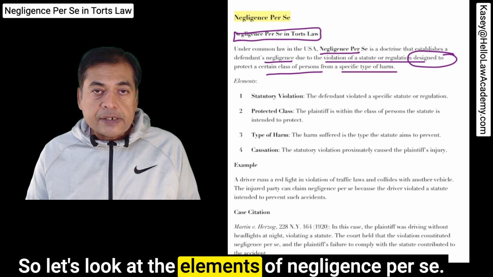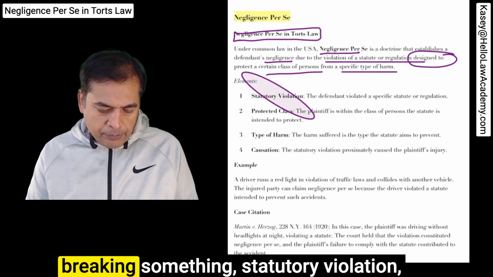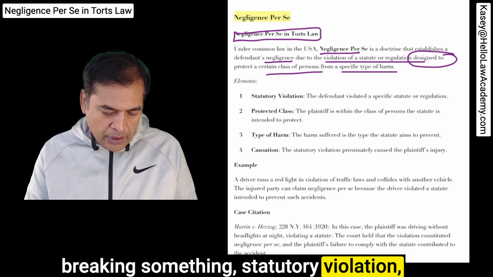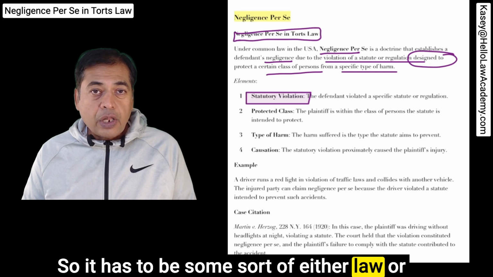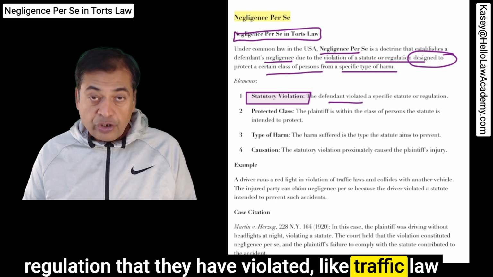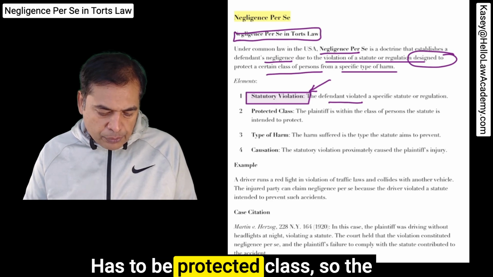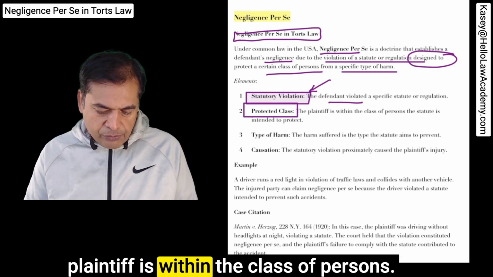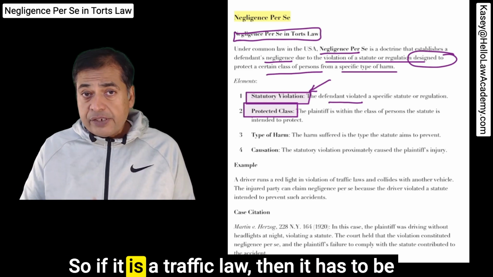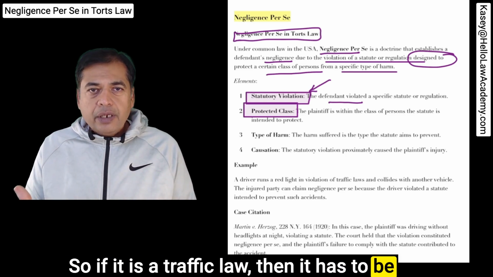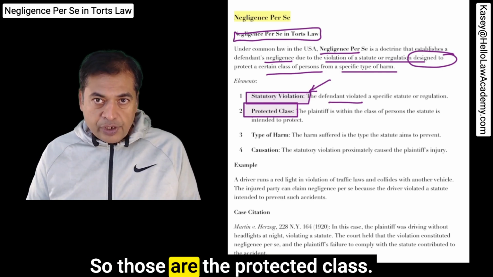So let's look at the elements of negligence per se. Statutory violations. Anytime you see somebody breaking something, a statutory violation, you can look at negligence per se. It has to be some sort of law or regulation that they have violated, like a traffic law, for example. Then negligence per se is at play. Second, it has to be a protected class. The plaintiff is within the class of persons the statute intended to protect. If it is a traffic law, then it has to be people who are protected from traffic-related accidents and mishaps and things like that. So those are the protected class.